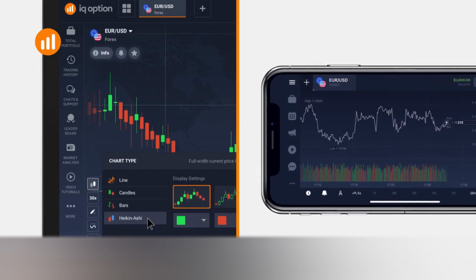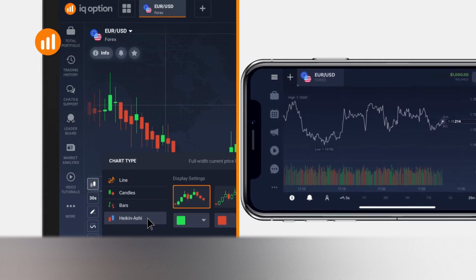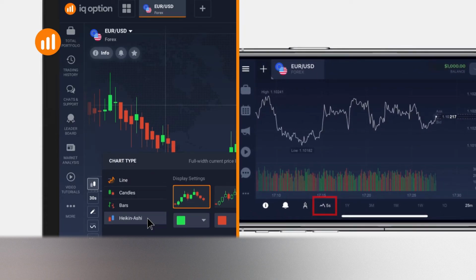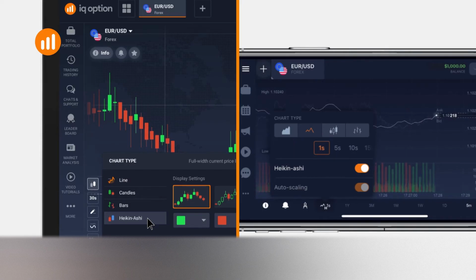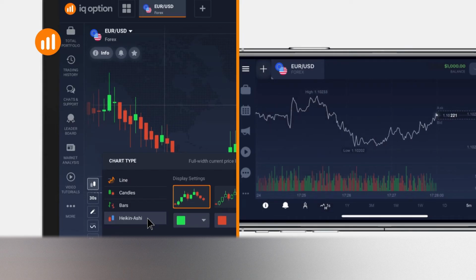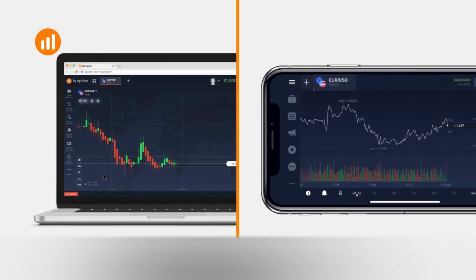On the mobile app, you can also apply the Heikin Ashi technique to linear charts. In this case, it is possible to set the time period of up to 1 second. The Heikin Ashi may be a useful tool for planning entry and exit points, especially in periods of high volatility.